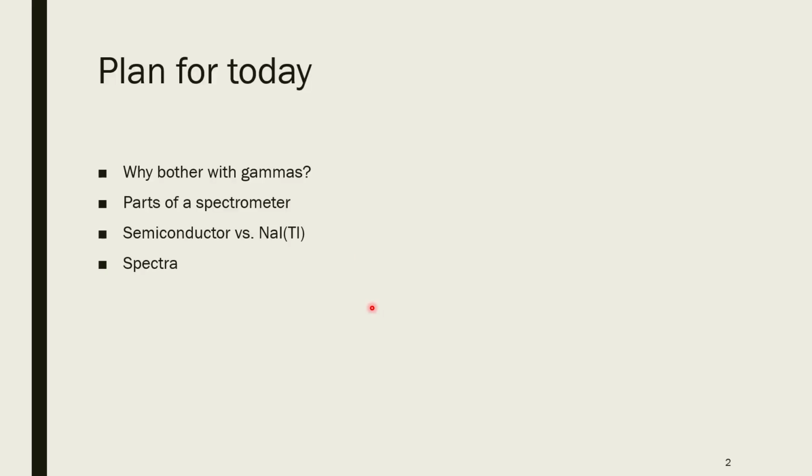So, the plan for today is: why bother with gammas, and what does a gamma spectrometer look like. Then we are going to compare the semiconductor versus the scintillation counter, its efficiency, energy-dependent efficiency, and its energy resolution. And then on the last slides, we are going to look at a typical gamma spectrum.